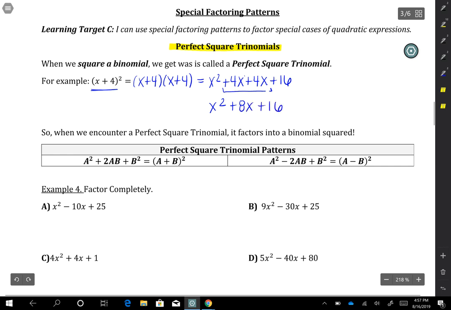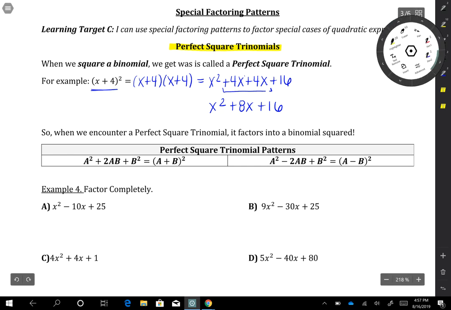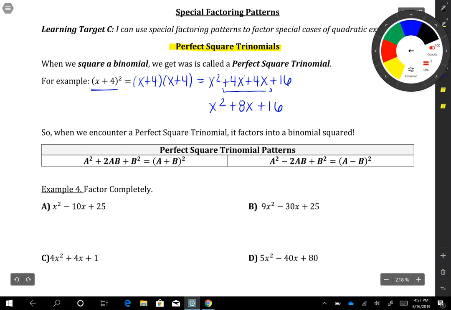And this is a perfect square trinomial. Let me show you why. First of all, the big hint that a trinomial is a perfect square trinomial is that the first and the last terms are perfect squares. So x squared is a perfect square because that's x times x, and 16 is a perfect square because that's 4 times 4, okay?